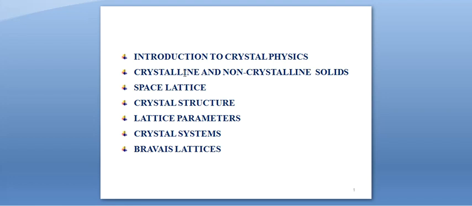So basis means the unit assembly, that is the group of atoms in the lattice. So lattice plus basis gives the crystal structure. Lattice and basis together is what is called the crystal structure.